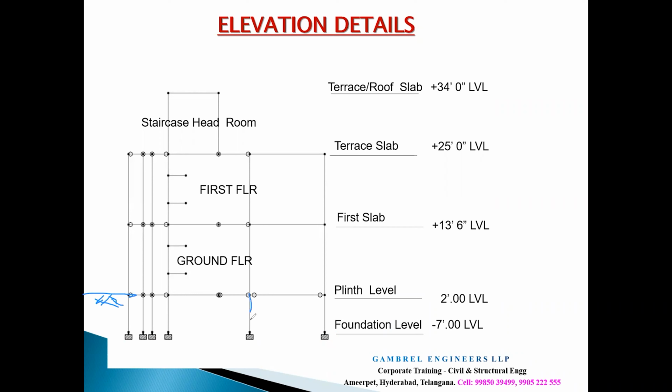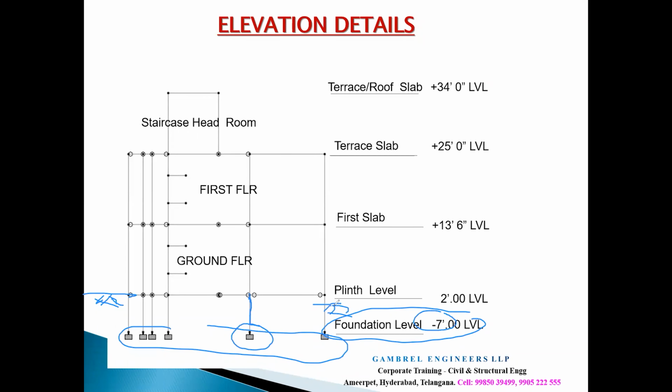Below ground level, we'll have a column, and below this column, we'll have a foundation. So this is the foundation level. From ground level, this is like 7 feet below ground level. And then the plinth level is nothing but the tie beam level, above ground level or even at the ground level. We'll intentionally go around 2 feet higher.